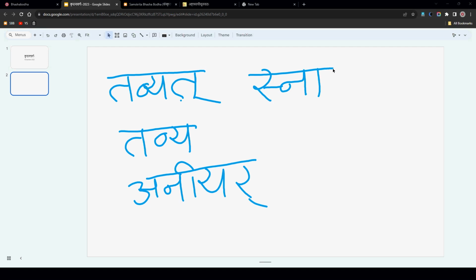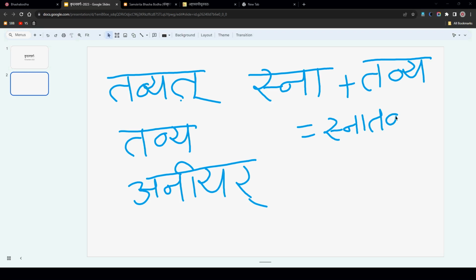Snati. Now sna is a dhatu, we add tavyat or tavya, then we get the form snatavya. This is very simple. We have sna plus tavya. There is no other process happening here. Very simple. Sna plus tavya, snatavya. Sna plus tavyat is also snatavya.